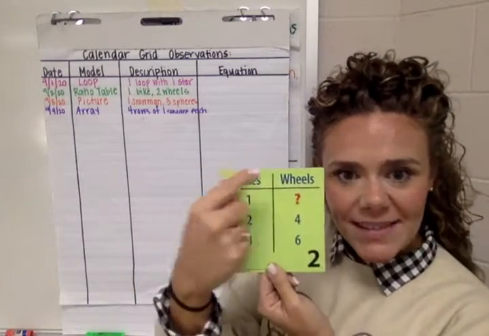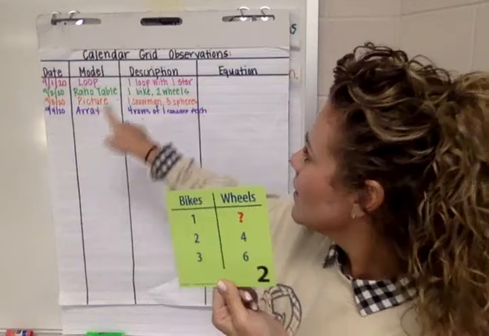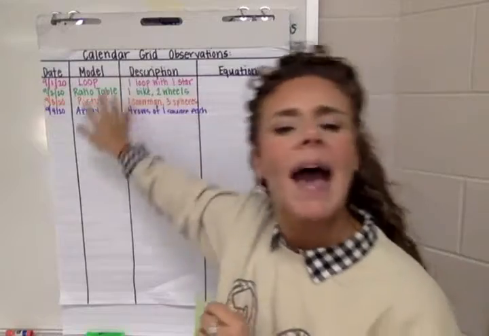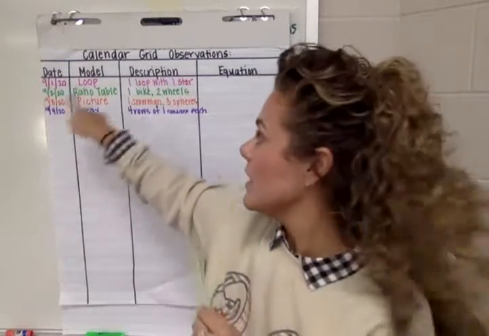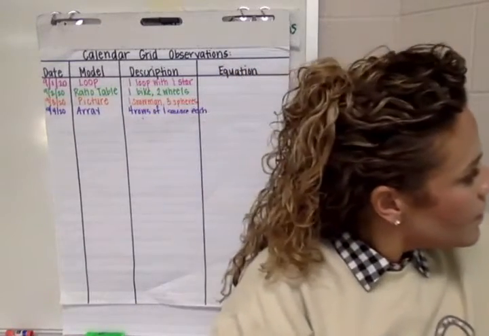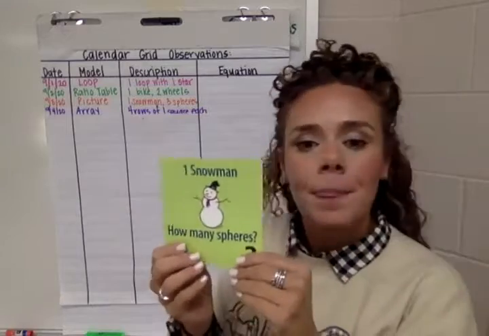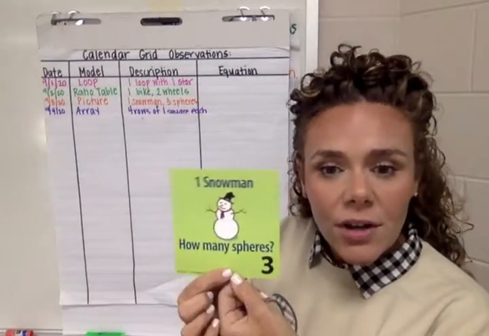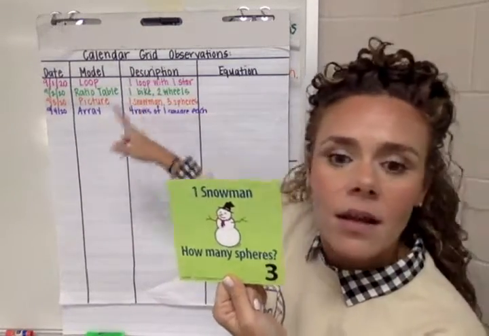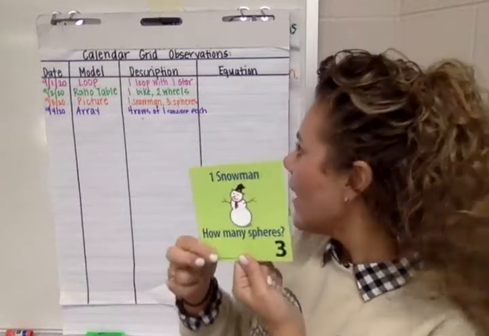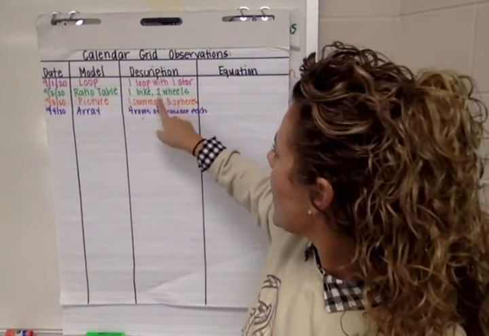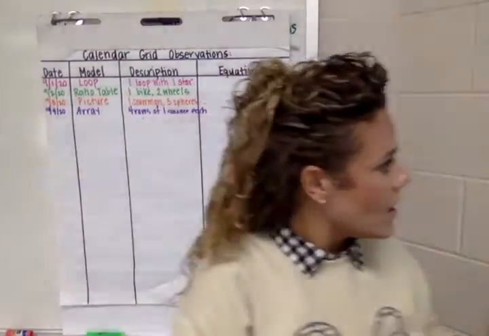We had our ratio table with bikes and wheels. For 1 bike, there are 2 wheels. We've got to see if there's a pattern going on here. We kind of figured out the pattern with these, and that's what we're trying to investigate. And then Thursday, September 3rd, we had a picture. Our picture represented 1 snowman for 3 spheres. Do you notice anything going on here? 1, 1, 1. We got 1, 2, 3.